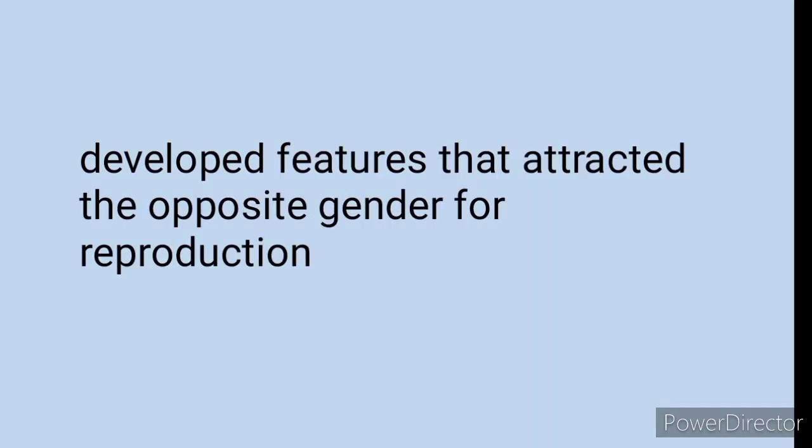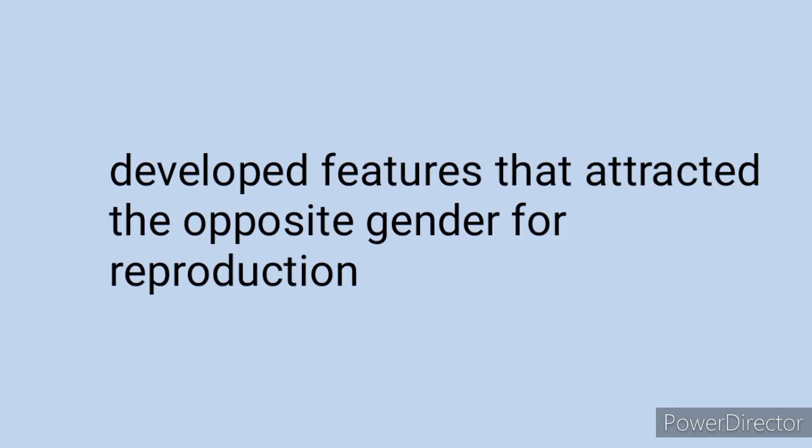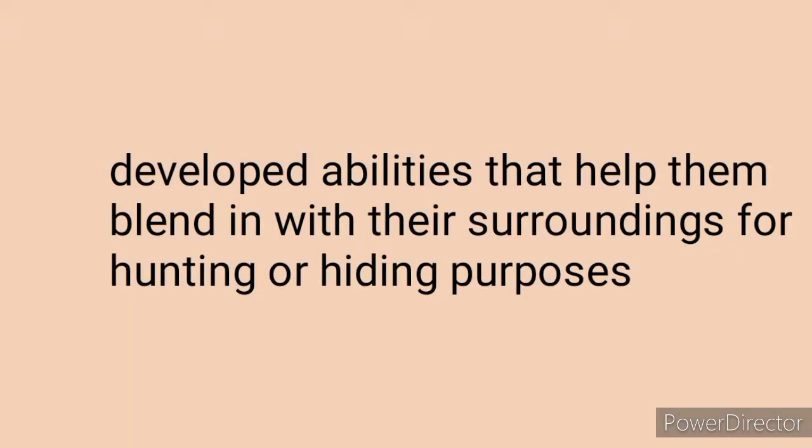Develop features that attract the opposite gender for reproduction. Some animals behave differently when they want to give birth, so that other animals can come closer to them and then they can mate and give birth. Is it not? Yes.